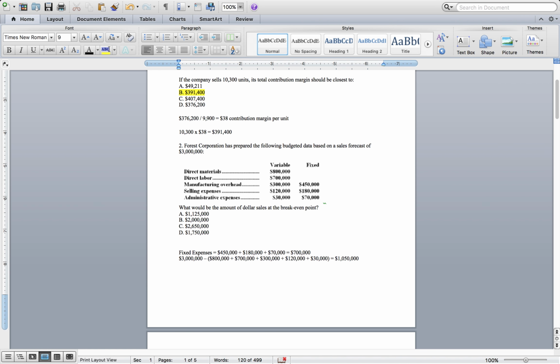So again, the next part, how do we get the contribution margin ratio? Take the 1,050,000 and divide by the 3 million. Now when you do that, that'll give you a contribution margin ratio of 35%.